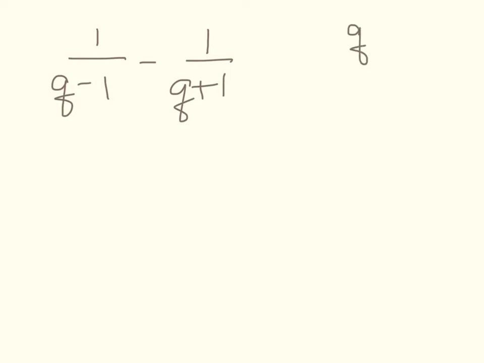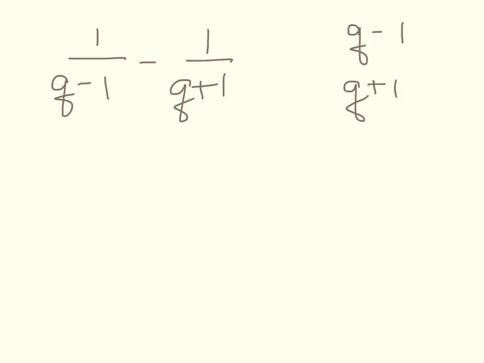Okay, for our second example, let's go ahead and look at something with a polynomial. So I'm going to take 1 over q minus 1, and I'm going to subtract it from 1 over q plus 1. So remember, the first thing that we want to do is we want to find our LCD. So we're going to look at those denominators. I'm going to pull those to the side. I've got a q minus 1 and I've got a q plus 1.